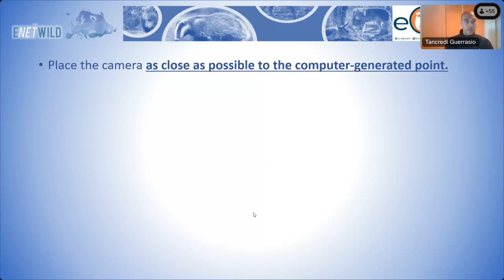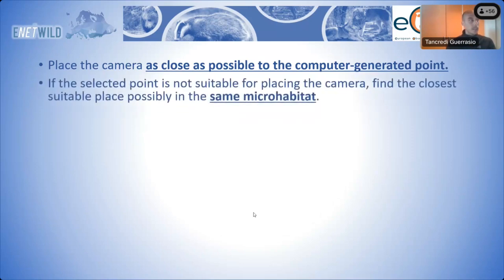As far as the rules to follow when you are in the field placing cameras, the first and probably most important one is that you have to place your cameras as close as possible to the computer generated point. So you should try to get on the exact spot that the coordinates are pointing you to, and place the cameras there. Sometimes this might not be possible, because the exact spot might not be suitable for the camera placement. In that case, we will have to find the closest possible point that is suitable for camera placement, and possibly with the same microhabitat.